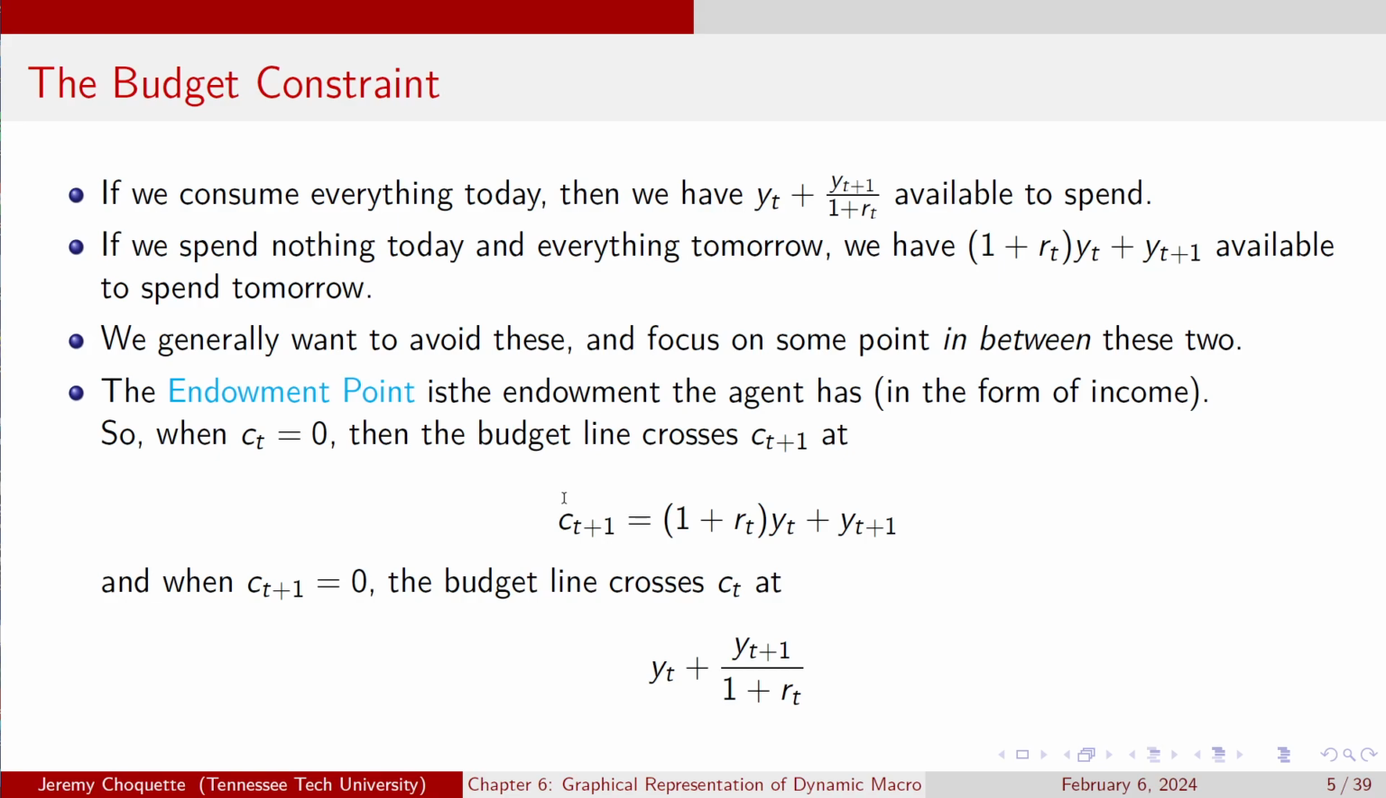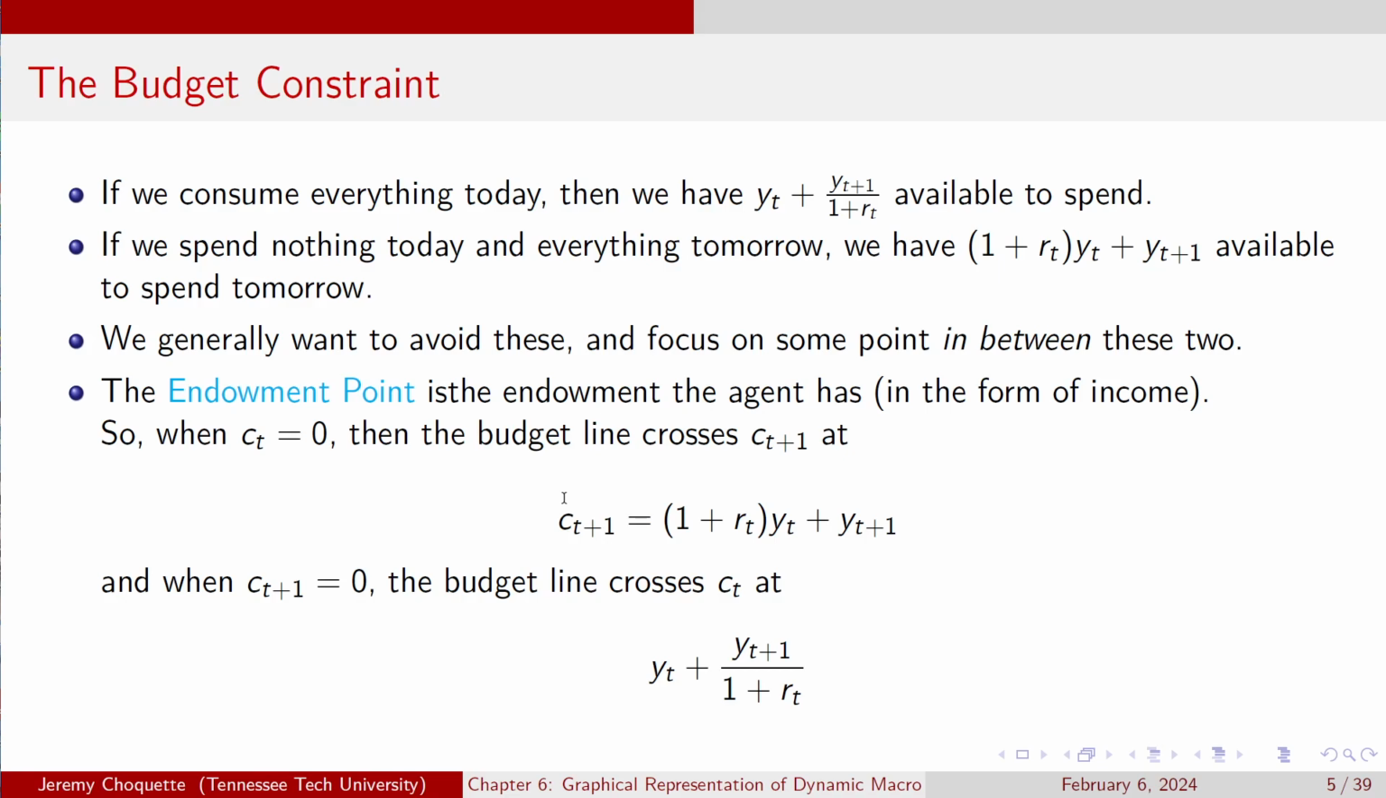Additionally, I can always borrow from tomorrow. So I can borrow, and when I borrow, I'm consuming more than I earned today, but then I got to pay it back tomorrow and consume less. So that is really the idea of this budget line. And then that endowment point is the endowment that we have in the form of income.